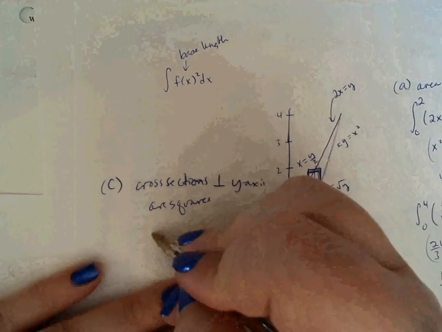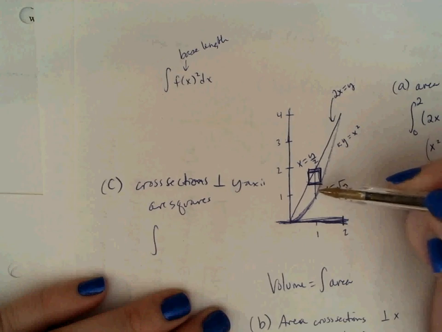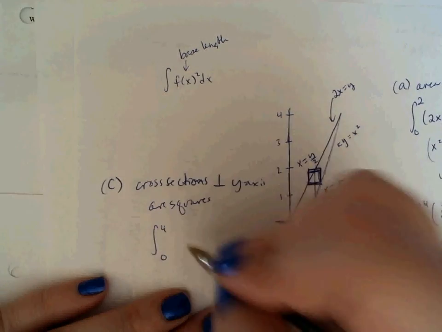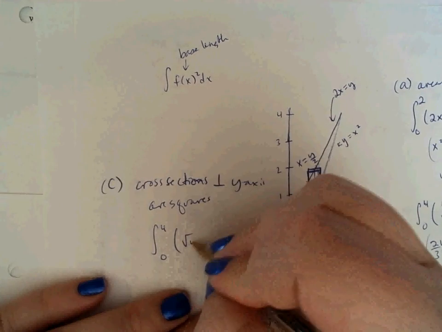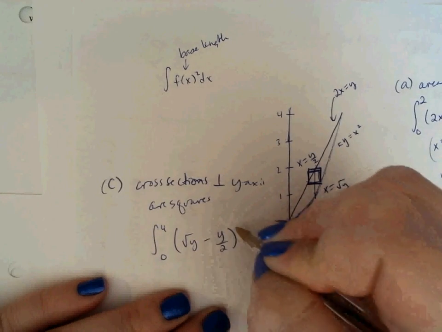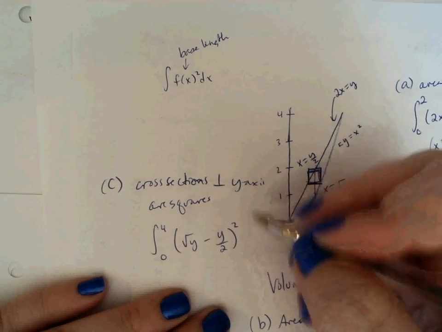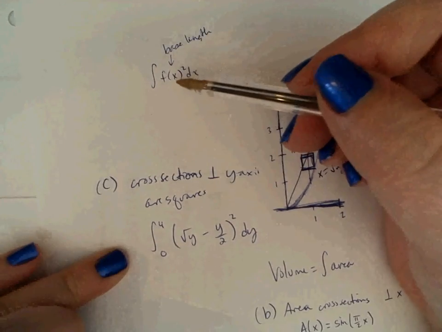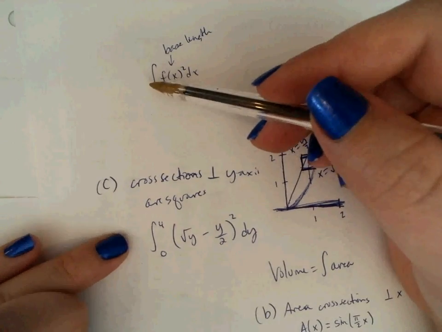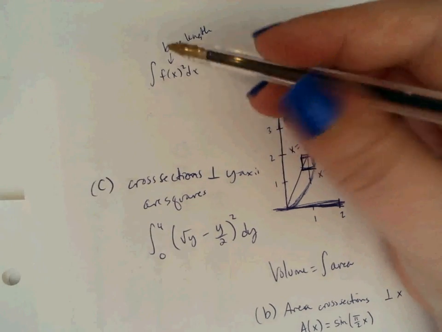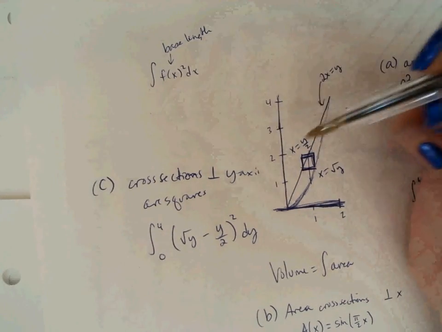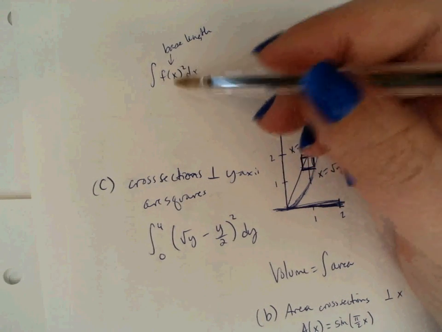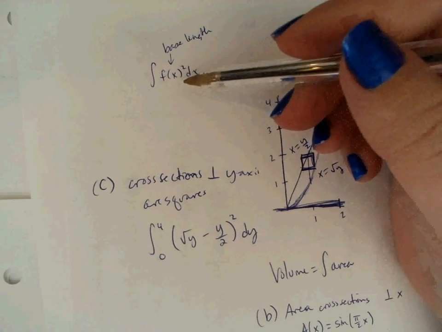So it's going to be the integral. Now these are horizontal cross-sections, so they go up from 0 to 4, of right minus left, so the square root of y minus y over 2, quantity squared, so that's the difference between that and this, and area, dy. And remember, squares is the only one that doesn't have a coefficient. So just a reminder, rectangular cross-section has a k out front, some constant scalar.